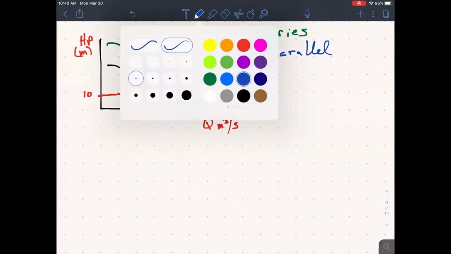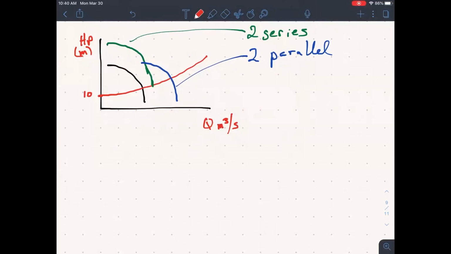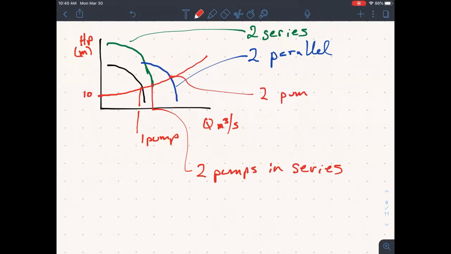And then we have our different match points. So here's our match point for one pump. This would be our match point for 2 pumps in series. And then this would be our match point for 2 pumps in parallel. So then we have 3 sets of operating conditions depending on how we design this system.